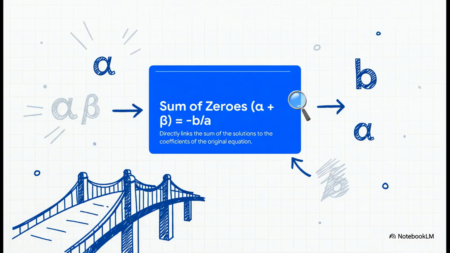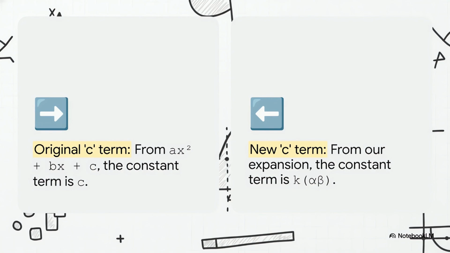And here it is. After we tidy it up a little bit, this is the first pillar of our bridge. The sum of the zeros, alpha plus beta, is just negative b divided by a. And by the way, that k we saw earlier, it's the same as the a in the standard form, which is why a ends up on the bottom here. So just by looking at the first two numbers in the equation, you instantly know what the solutions add up to.